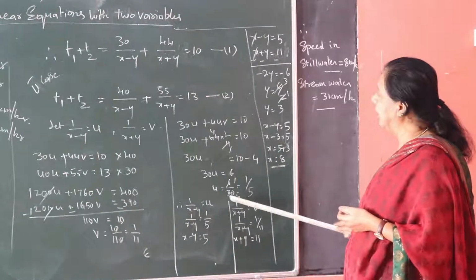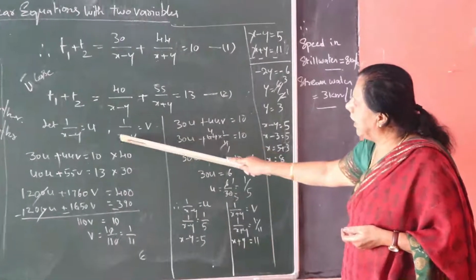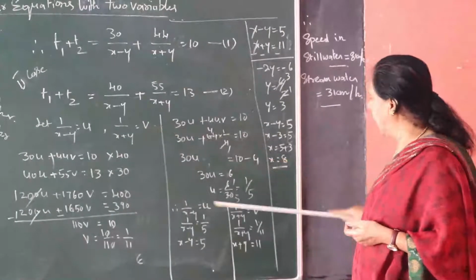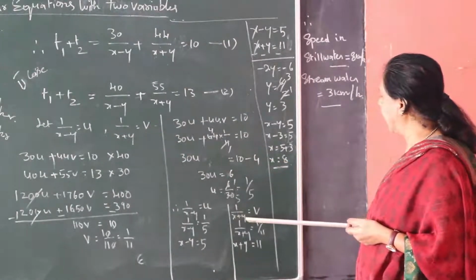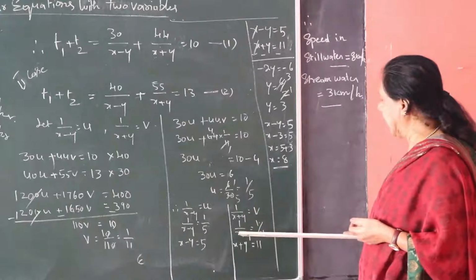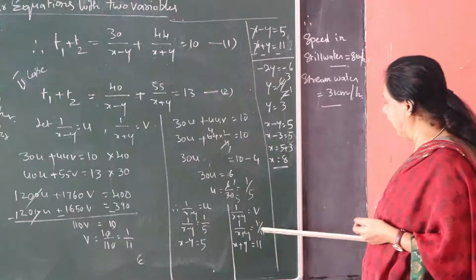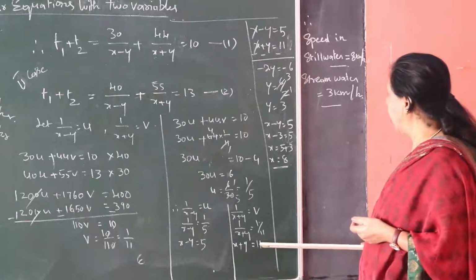You have to find out. Another one we assume it as 1 by x plus y is equal to v. 1 by x plus y is equal to 1 by 11. Therefore x plus y is equal to 11.